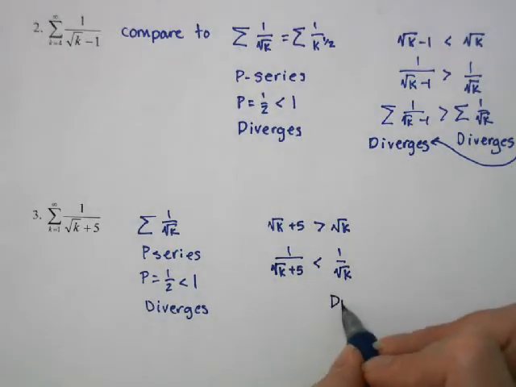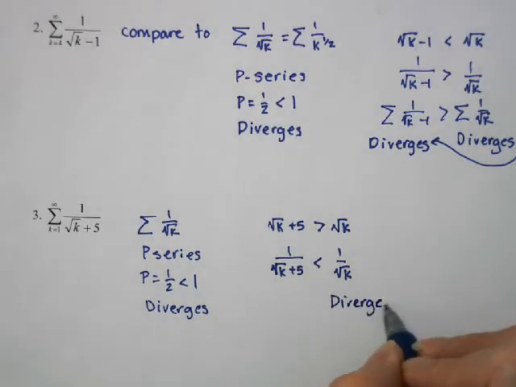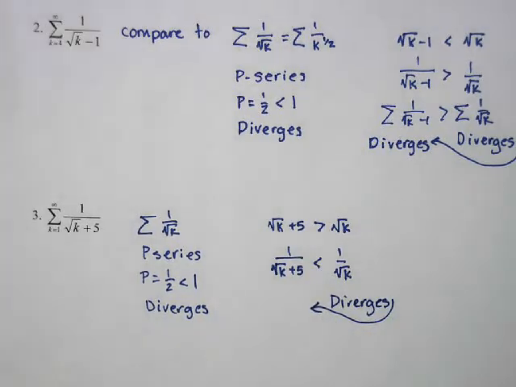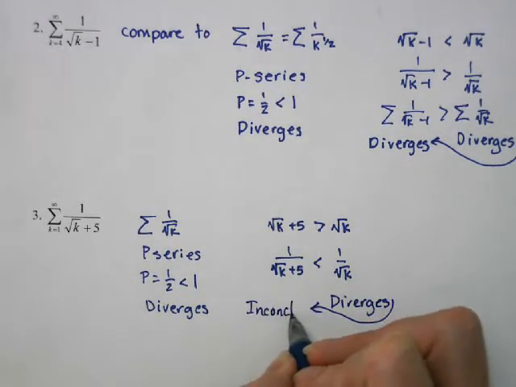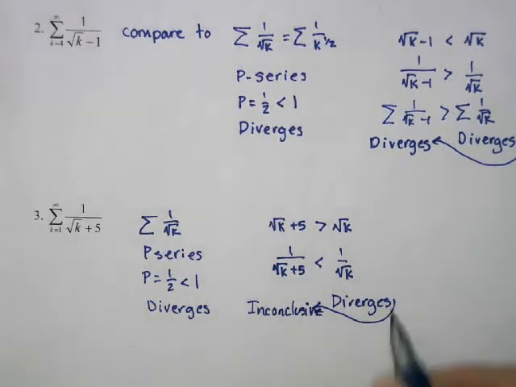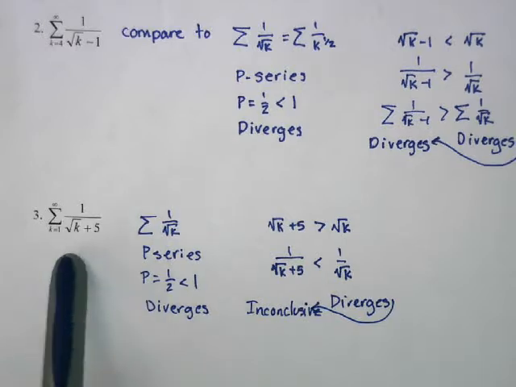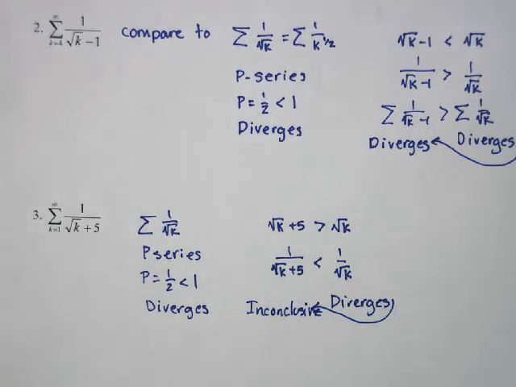And if I can show that the bigger series diverges, that doesn't tell me anything. That's inconclusive. Because if the bigger series diverges, fine. The other one could diverge or it could converge. We will revisit this one later with the limit comparison test.